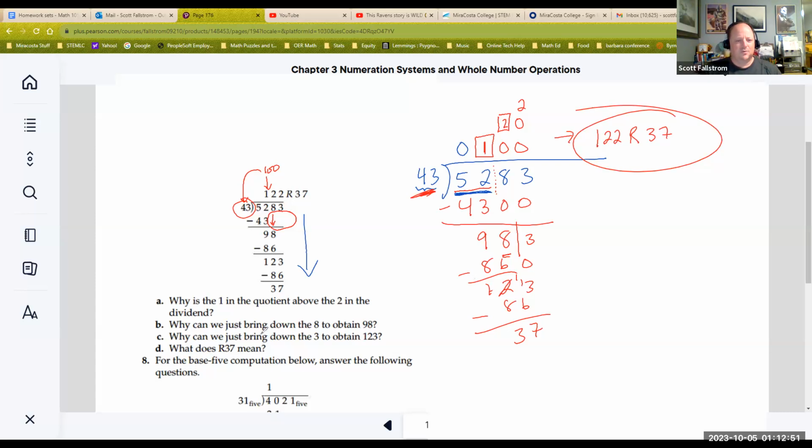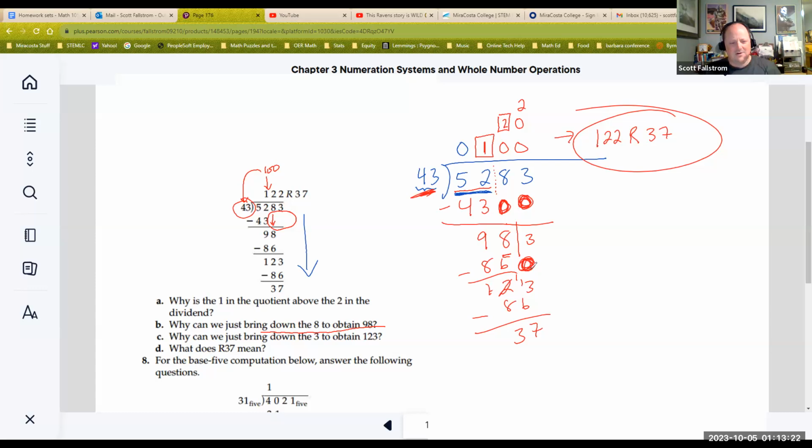Okay. So why can we just bring the 8 down? The 8 existed the whole time, right? Because all you did is you were subtracting 43 groups of 100. So you didn't have any tens in that place value. And so when you subtract and it says you can just bring it down, it's really because you subtracted 0. You took nothing away. Why can you just bring the 3 down? Same reason. I have a 0 in there the whole time. So when I subtract, it just comes down without having to change whatsoever.